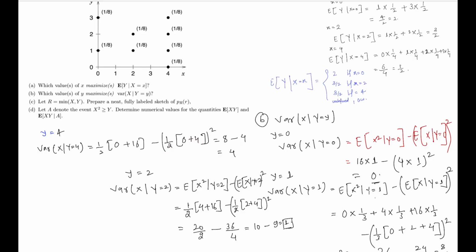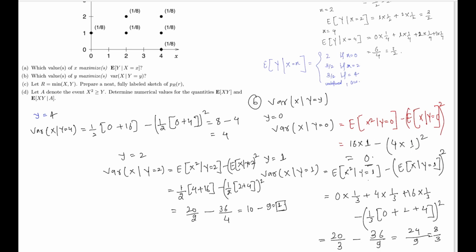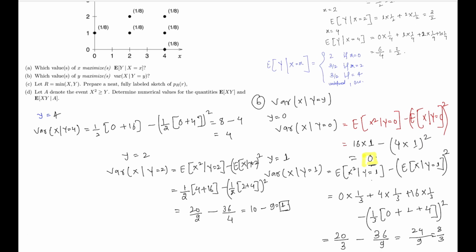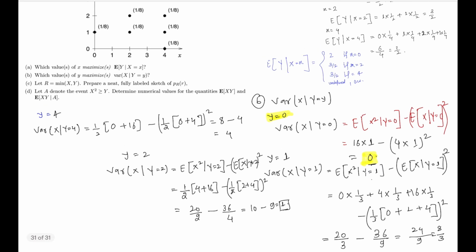We have got the conditional variances for all the cases. So when y takes the value 0, we have the variance 0. When y takes the value 1, we have the variance 8 divided by 3. When y takes the value 2, we have the conditional variance 1. When y takes the value 4, we have the conditional variance 4. We can write it like this.